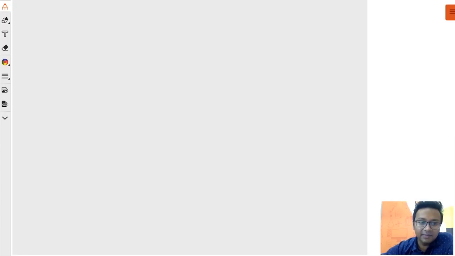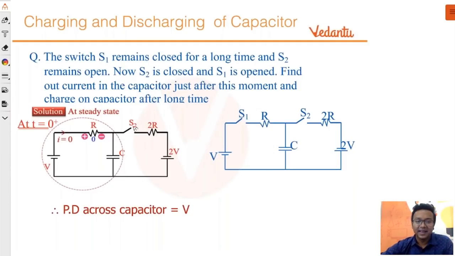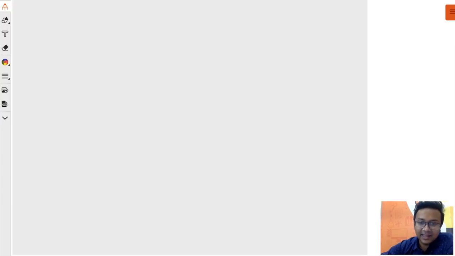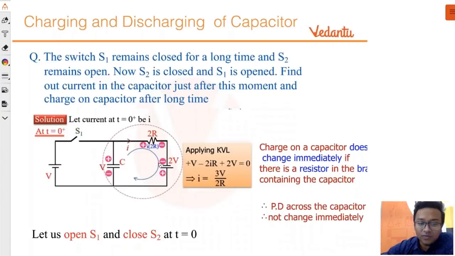Now, going ahead, my dear students, what do we see? Here the potential difference initially will be equal to V. Now, when I close S2 and open S1, what is going to happen? Once steady state has been reached, the current was 0. Clear? But now when you close S2 and open your S1 out here, what is going to happen? The potential difference across the capacitor will remain as V only, right?